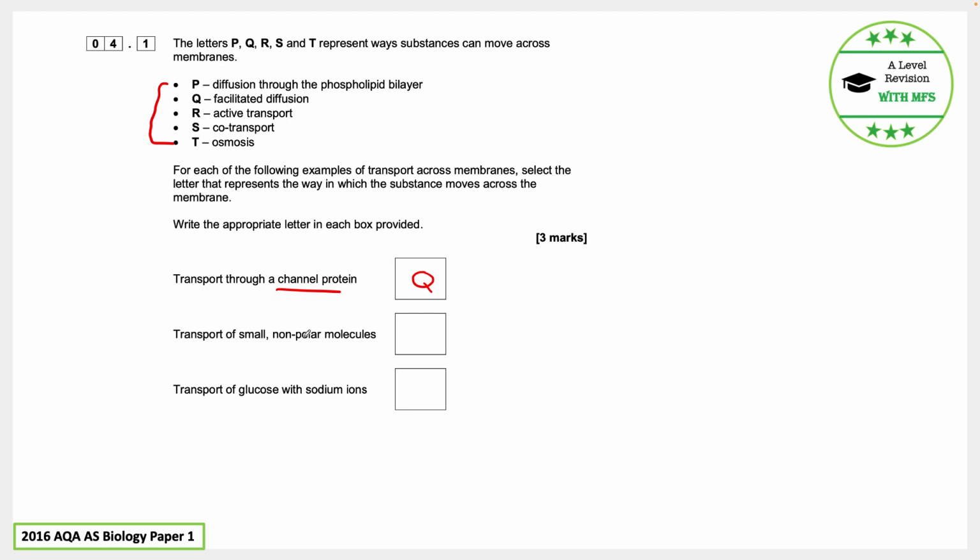The next one is transport of small non-polar molecules. Small non-polar means that they can just diffuse across the phospholipid bilayer and they are lipid soluble, so it's going to be simple diffusion, P. And the final one, transport of glucose with sodium ions. Because it says with sodium ions, we know it's going to be co-transport. Okay, so we've got Q, P and S.